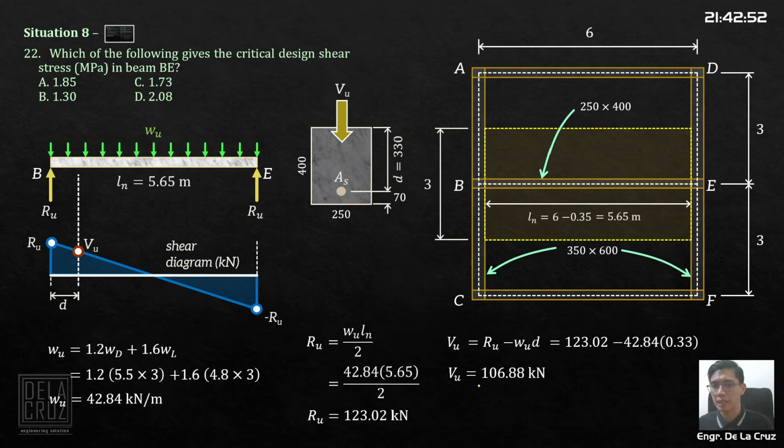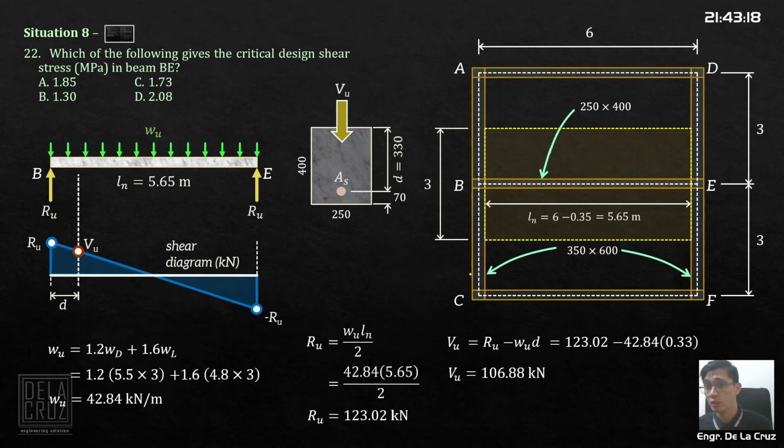Okay? But hindi ito yung hinahanap, no? That's the shear, critical shear force on the beam. Gusto natin dito, critical design shear stress. And take note, naka-indicate design shear stress. Ibig sabihin dyan, factored yung kukunin natin. Kasi pag sinabi niyang nominal, then yung kukunin natin is nominal. I-divide natin ng area.